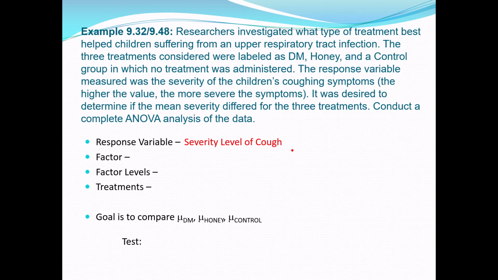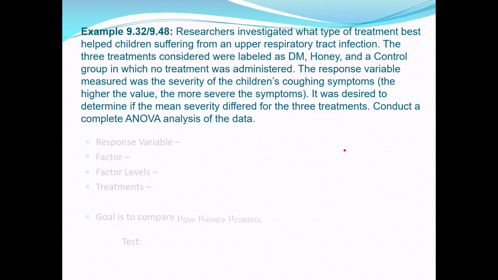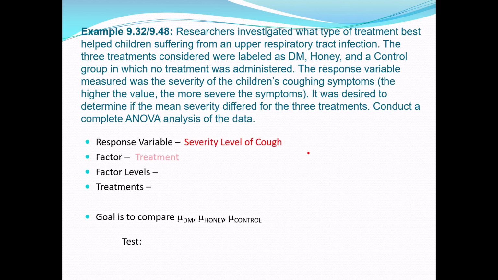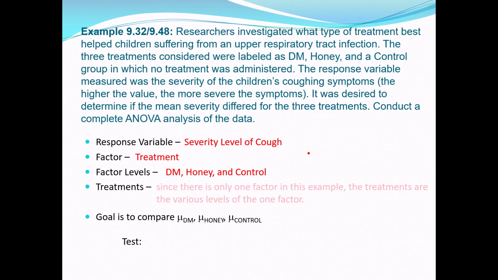The factor is the type of treatment that was administered. There we go. The treatment. There's 3 levels of treatment, DM, honey, and control. And because there's only one factor, the treatment levels are the various levels of the factor. So DM is a treatment, honey is a treatment, control is a treatment. Our goal is to compare them.